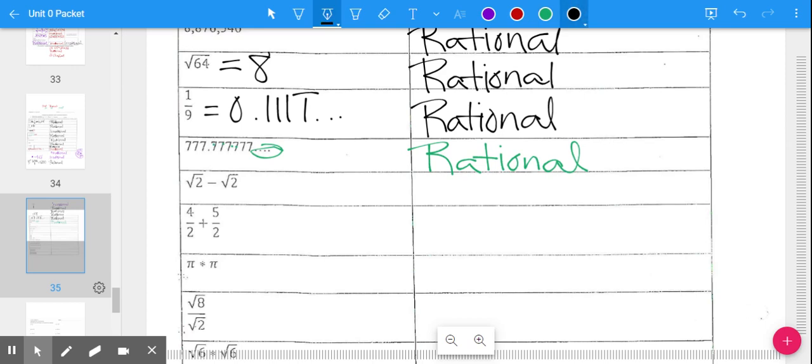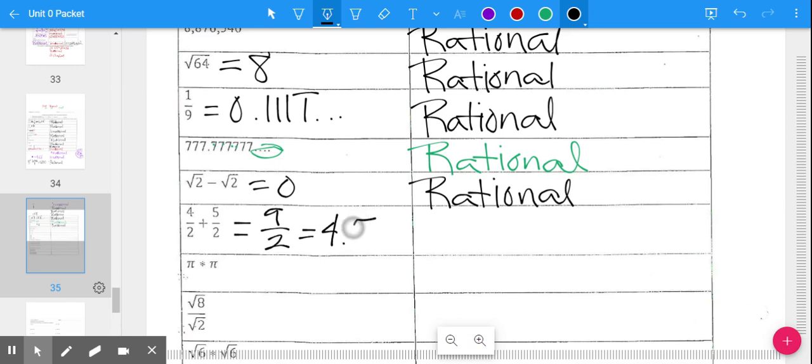Square root of 2 minus square root of 2 equals 0. 0 is a rational number. Our next one is a fraction, 4 over 2 plus 5 over 2. Because they have the same denominator value, we can add the numerators and we end up with 9 over 2, which is equal to 4.5, which is rational because the decimal ends. It stops at a certain point. So there's no numbers after that 5, so it's rational.